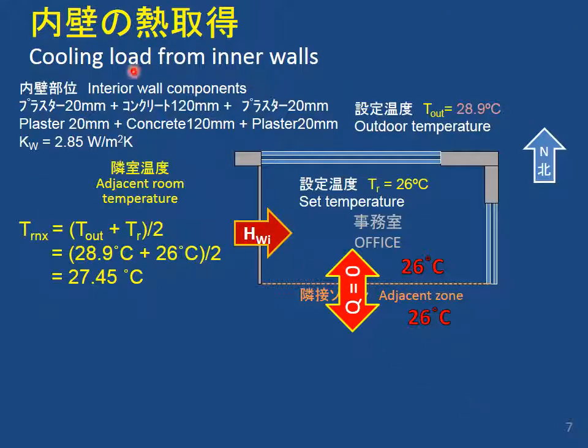Now let's do the cooling load from the inner walls. There's two inner walls. Now this one, we said before, this next room is also air conditioned at 26 degrees, so there's no heat going between these rooms. Same temperature, so no heat flow. But let's say this room is not air conditioned here. So it's somewhere between probably the temperature of this room and the outdoor temperature. Well, so let's say it's the average of the two. So this room will be 27.45 degrees.